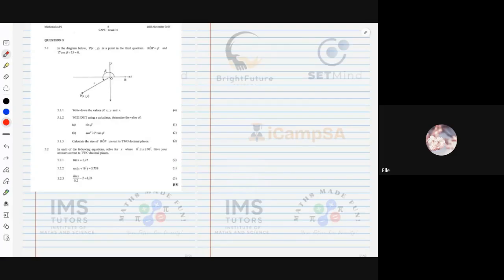Right now we can move into answering this question 5 from 2015. So in the diagram below, P at (x, y) is a point in the third quadrant. If it's in the third quadrant, then x is negative and y is negative. Just to note a few things. And in the third quadrant, we remember the CAST method.